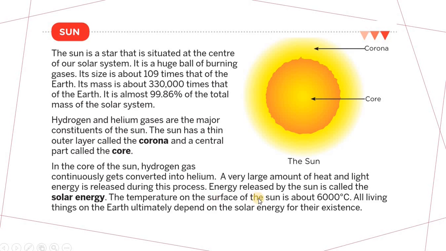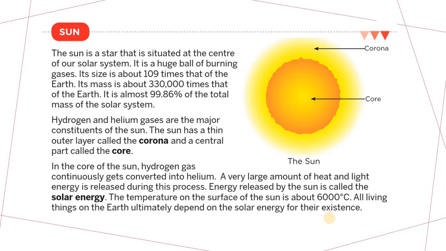The temperature on the surface of the sun is about 6,000 degrees Celsius, where we say boiling water is just 100 degrees Celsius. This is 60 times hotter than boiling water. So 6,000 degrees Celsius. It is very, very hot at the surface of the sun.